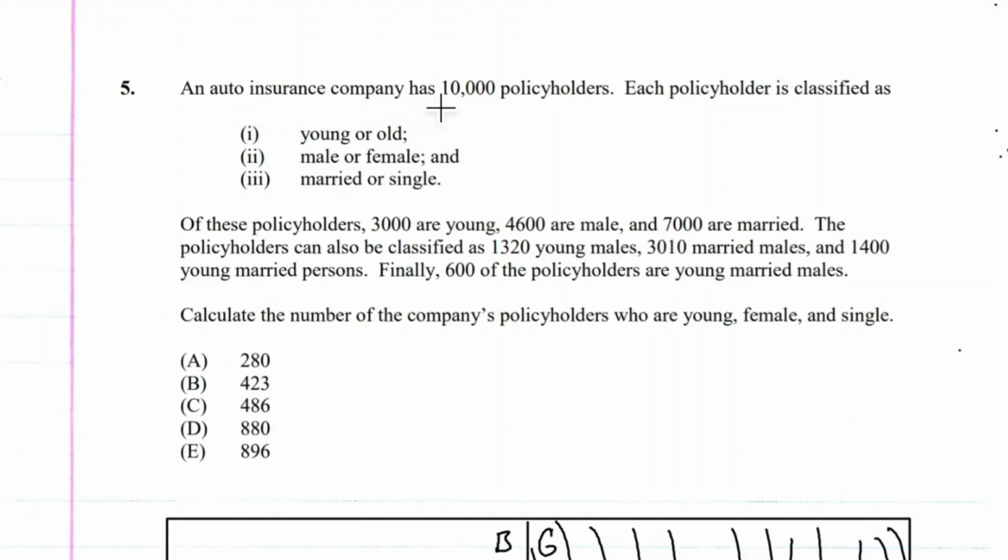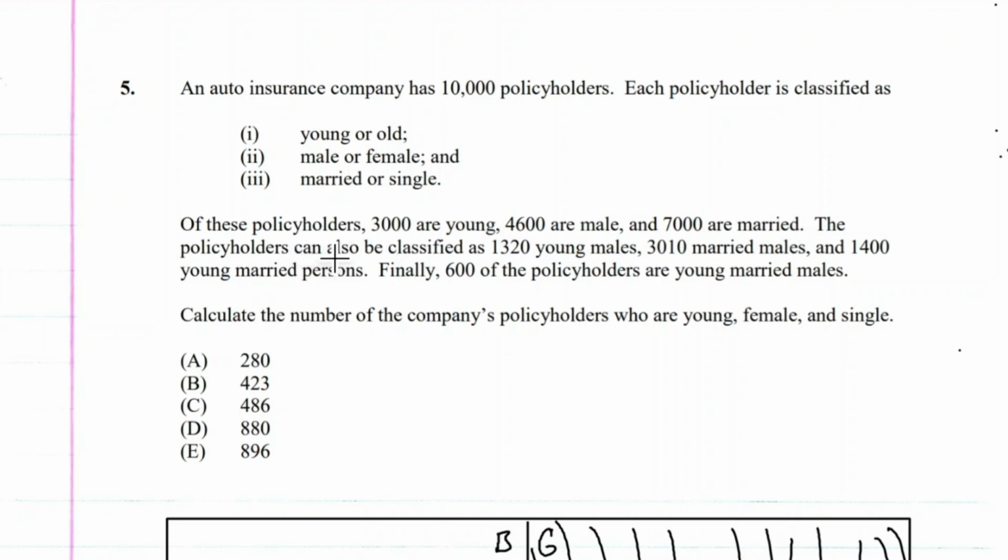Okay, so an auto insurance company has 10,000 policyholders. Each policyholder is classified as young or old, male or female, and married or single. Of these policyholders, 3,000 are young, 4,600 are male, and 7,000 are married.